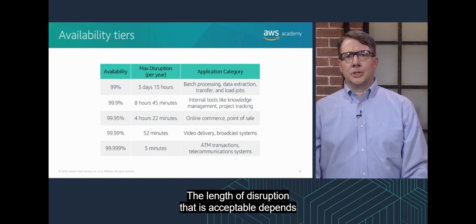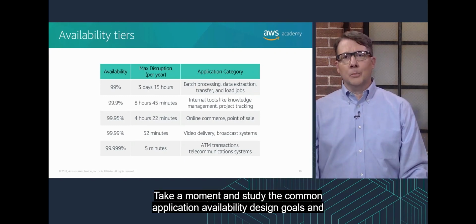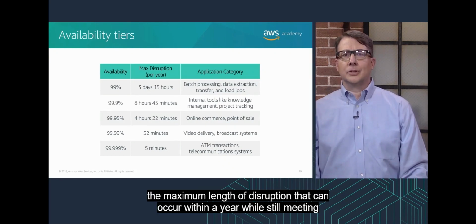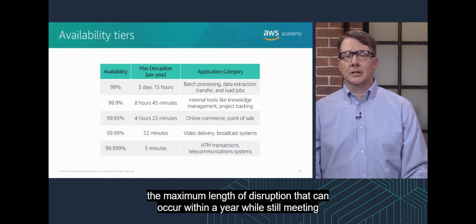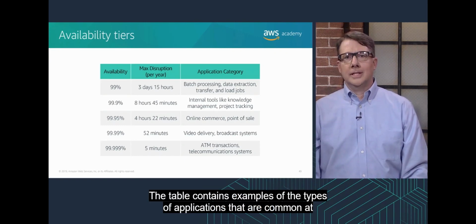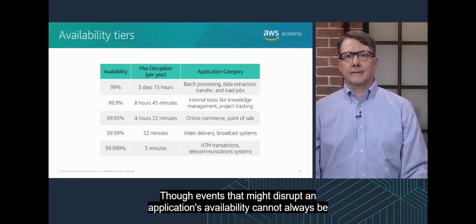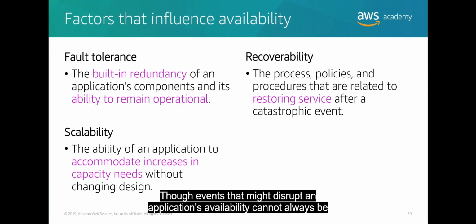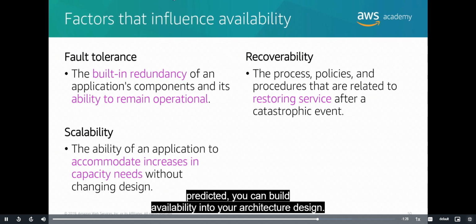The length of disruption that is acceptable depends on the type of application. Take a moment and study the common application availability design goals and the maximum length of disruption that can occur within a year while still meeting the goal. The table contains examples of the types of applications that are common at each availability tier. Though events that might disrupt an application's availability cannot always be predicted, you can build availability into your architecture design.